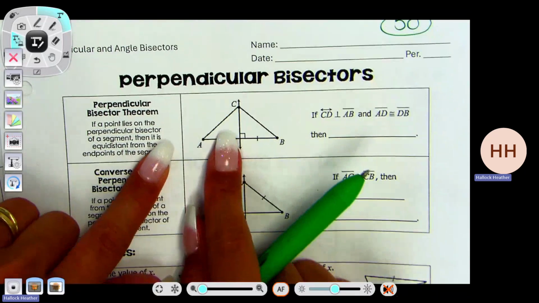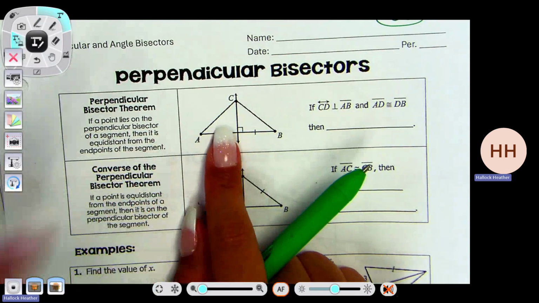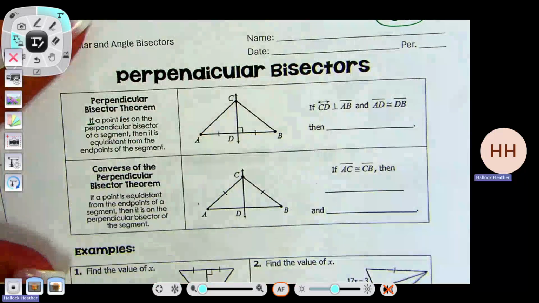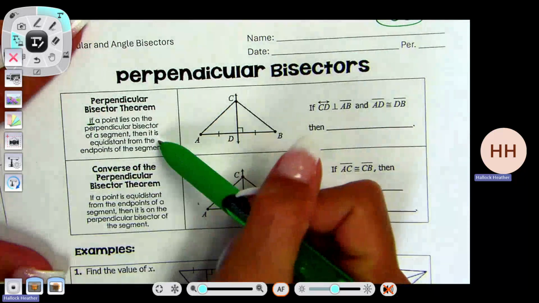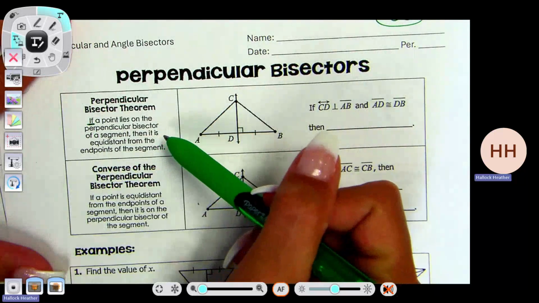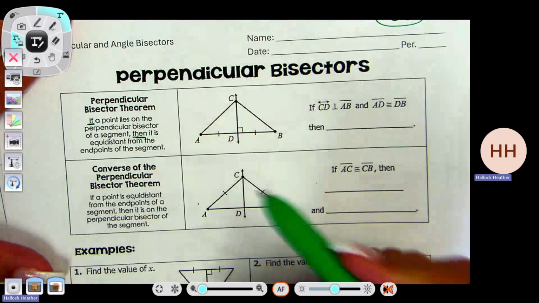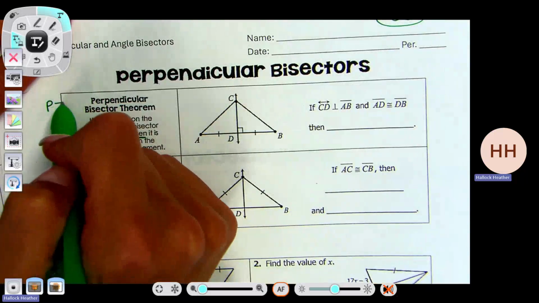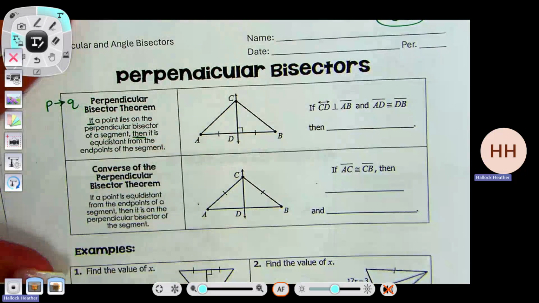So, the perpendicular bisector theorem states, basically, this is a statement. It says, if a point lies on the perpendicular bisector, then it is equidistant from the endpoints of the segment. This is a statement as in P to Q. All of these theorems are if-then format.